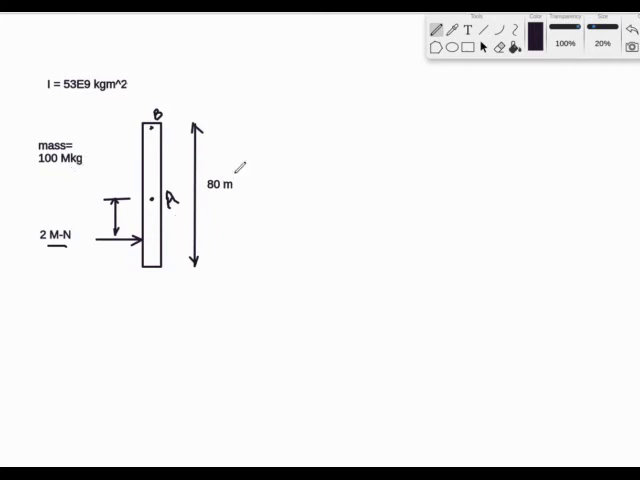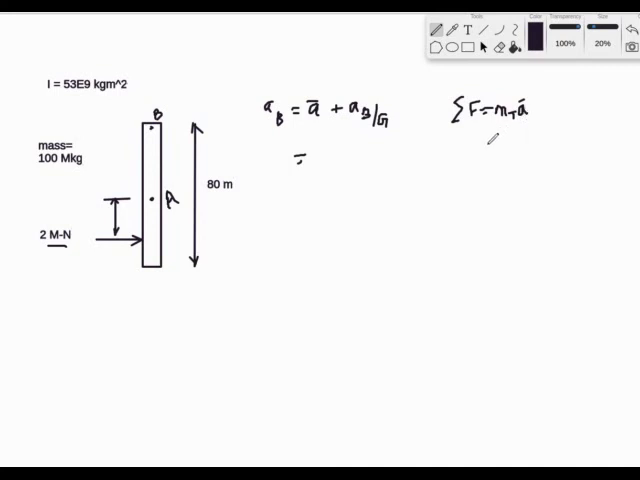So we were trying to find the acceleration of point B. The way we're going to get that is as the acceleration of the center of mass plus the acceleration of point B compared to the center of mass. And to get the acceleration of the center of mass, we'll use the sum of the forces equals total mass times the acceleration of the center of mass.